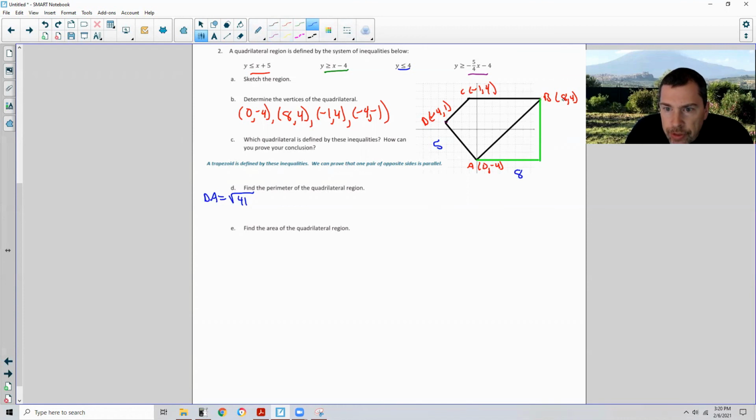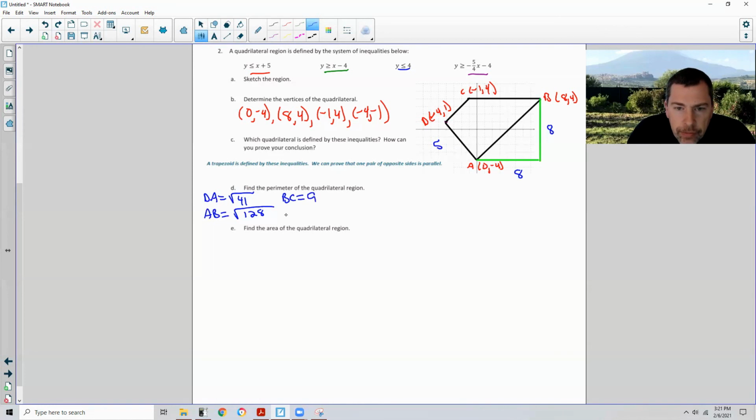That's 8. Or I could have just said 8 minus 0. And then 4 to -4 is a distance of 8 as well. So this is going to be AB, and it's the square root of 64 plus 64, or 128. I'm just going to leave it like that, but it's 8 square root 2. And then this distance is just simply the length because it's horizontal. So we're going from 8 to negative 1, a distance of 9. So BC equals 9.